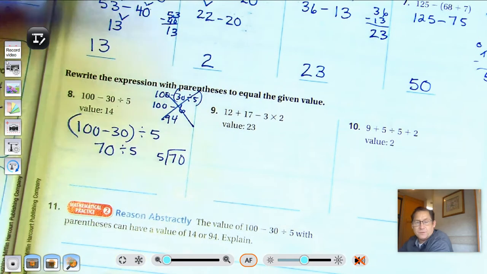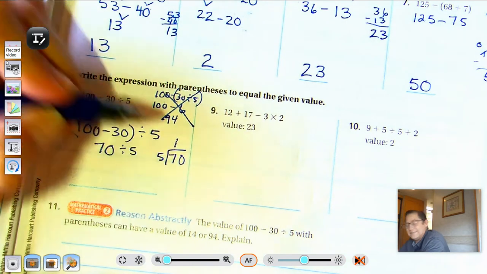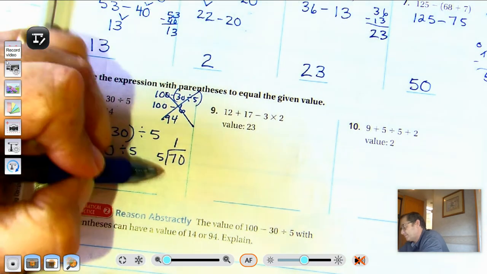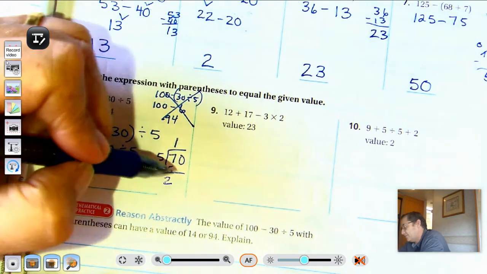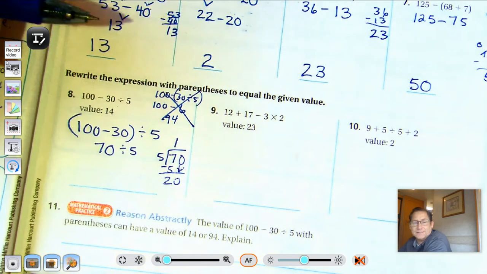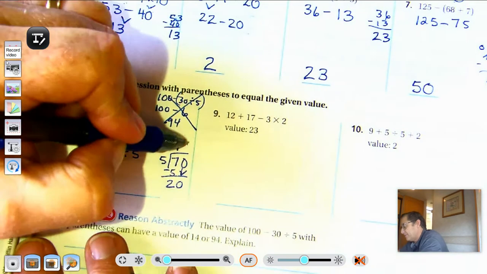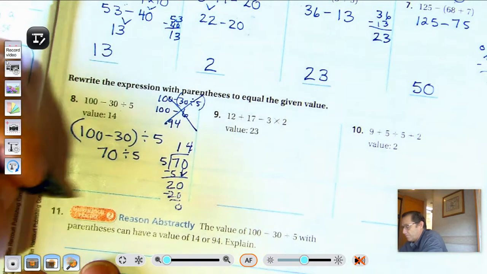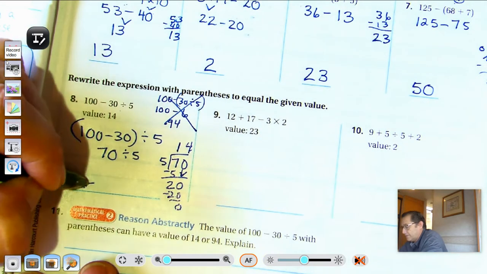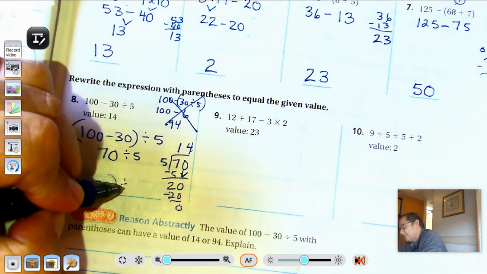Okay, so I have 70. I'm going to put them into 5 groups. I can put 1 ten in each of the 5 groups with a remainder of 2 tens. I'm going to trade those 2 tens for 20 ones. 20 divided by 5 is 4. So we do get 14. So our answer is 100 take away 30, in parentheses, then divide by 5.